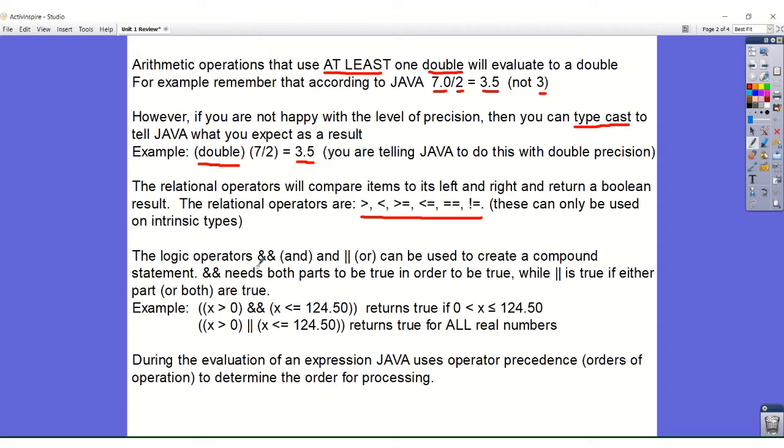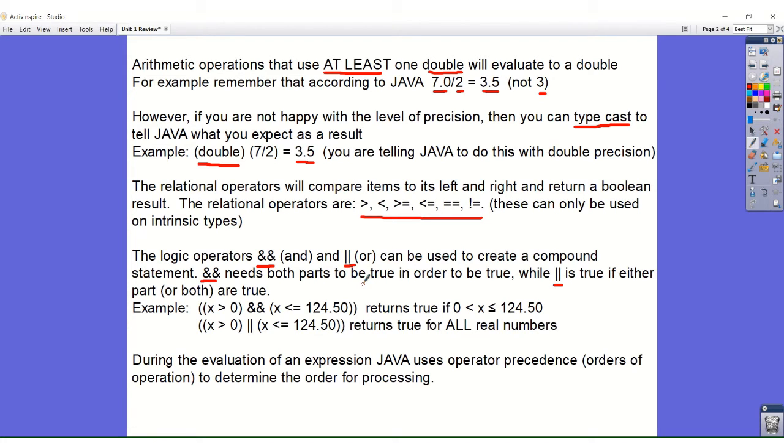We do also have logical operators of and, or, and we also have the logical operator of not, which you just saw right there. The not is the exclamation point. The and and the or logic operators can be used to create compound statements. The and operator needs both parts to be true in order for the whole thing to be true, while the or operator is true if either of the first or second parts is true, or if they're both true.